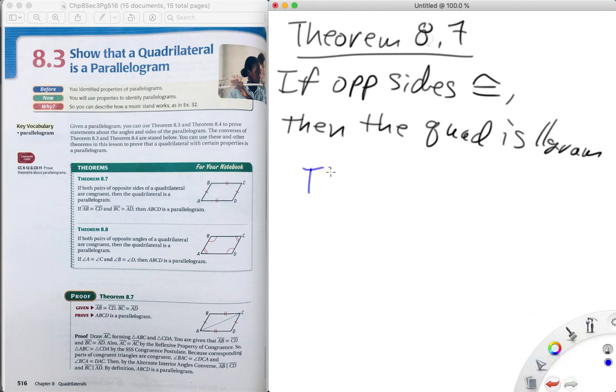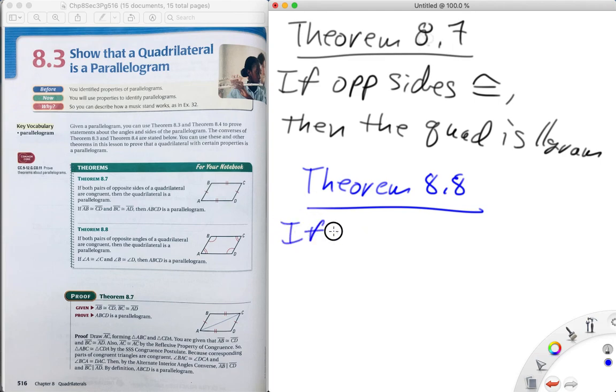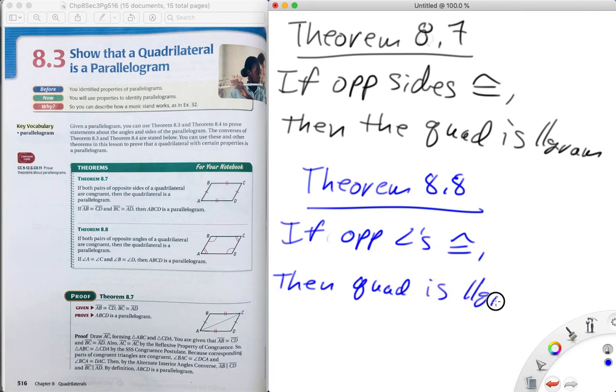And then theorem 8.8 is also the inverse. That one says if opposite angles are congruent, then the quadrilateral is a parallelogram. Okay.